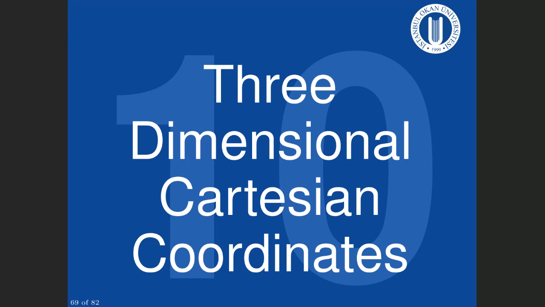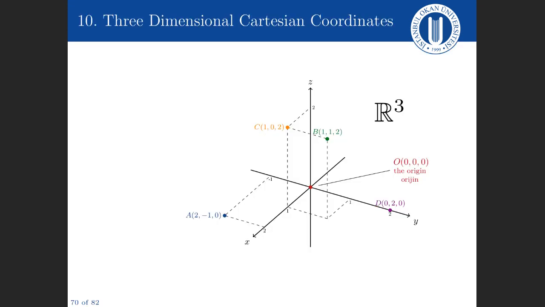Our final topic for today is the topic of 3-dimensional Cartesian coordinates. 3-dimensional space we call R^3, because effectively we have 3 real lines, and we can describe the positions of points in 3-dimensional space using 3 coordinates. We have an x-axis, a y-axis, and a z-axis. The point where these 3 axes cross is called the origin.